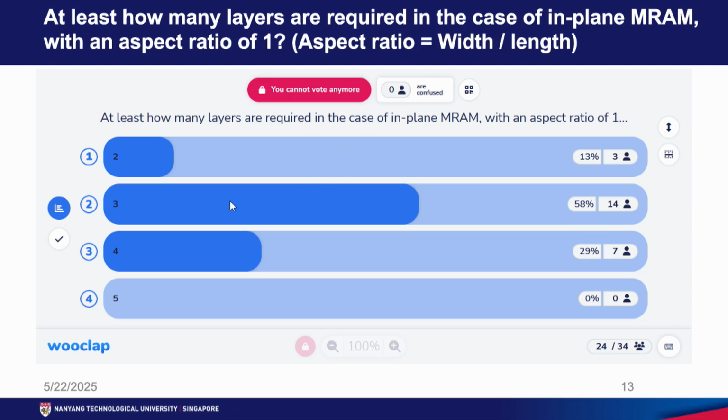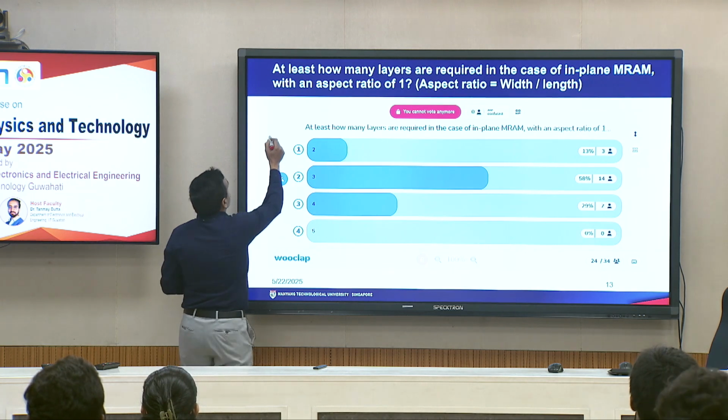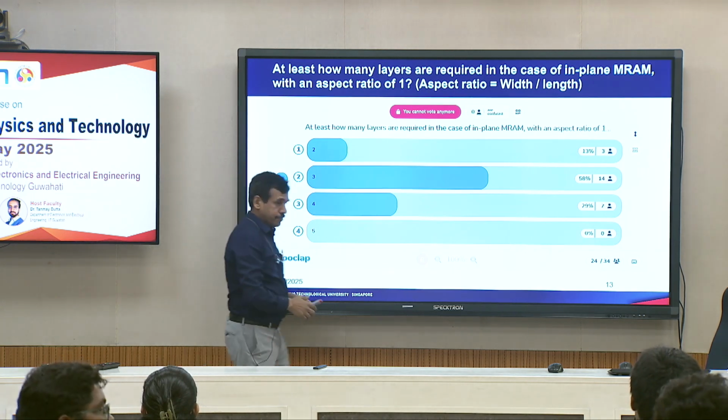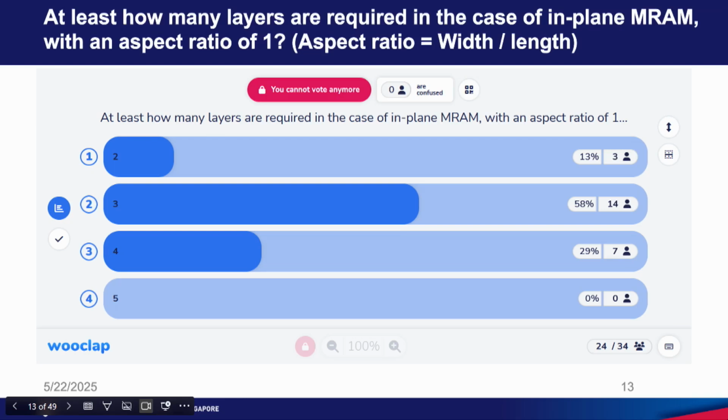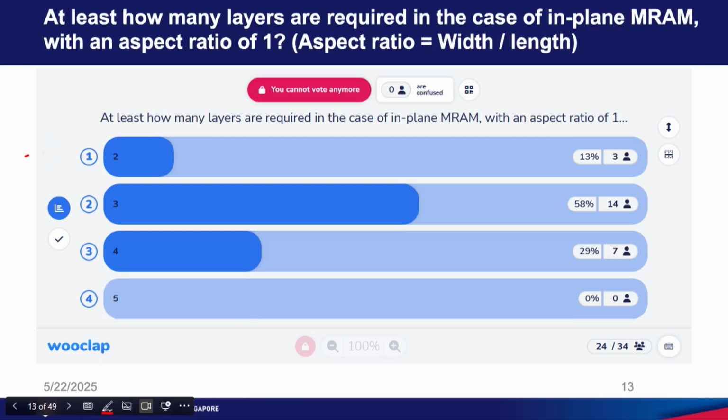Okay, many of you are wrong. MTJ requires how many layers? MTJ requires 3 layers, right? So, you need a reference layer, you need a magnesium oxide, you need a free layer.